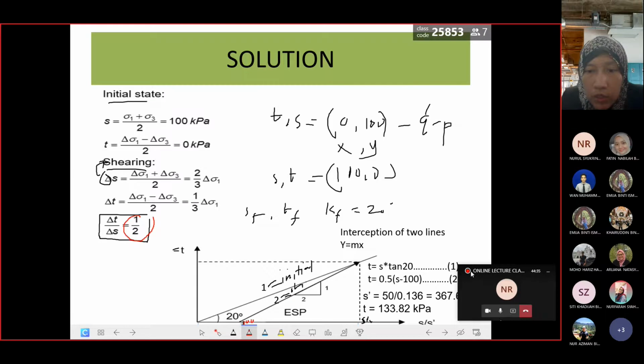So you samakan equation 1 equal to equation 2. So you akan dapat the final answer S prime is equal to 367.6. Meanwhile S T dalam keadaan final sama dengan 133.82. How do we get this value? You just substitute in any equation from 1 or 2 dengan value S prime is 367.6. Dia akan dapat the jawapan untuk 133.82. Sebab remember tadi soalan tu minta kan what is the final S dan juga final T.